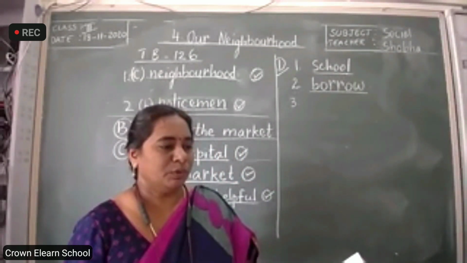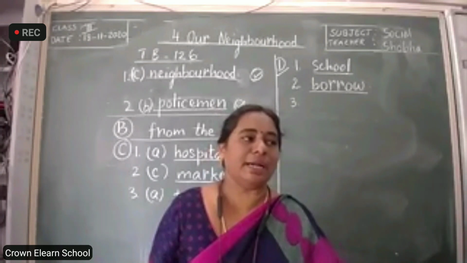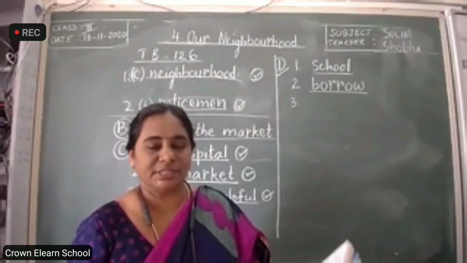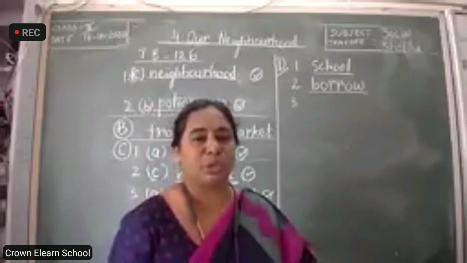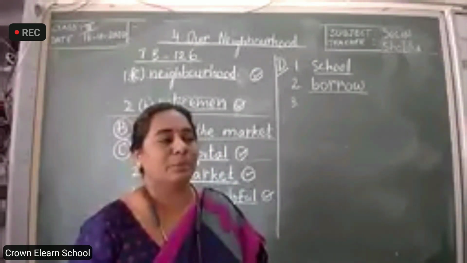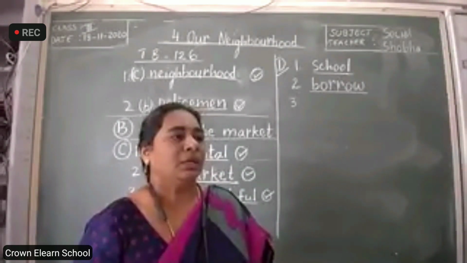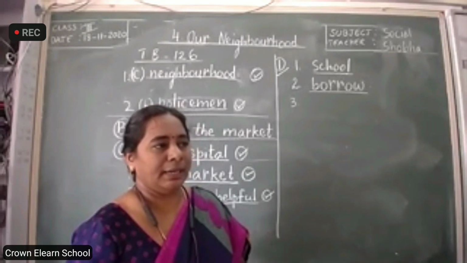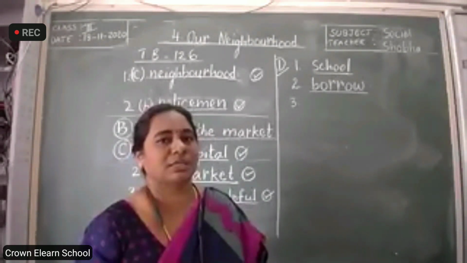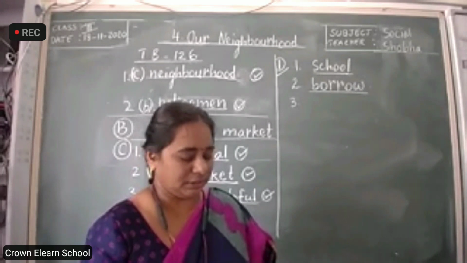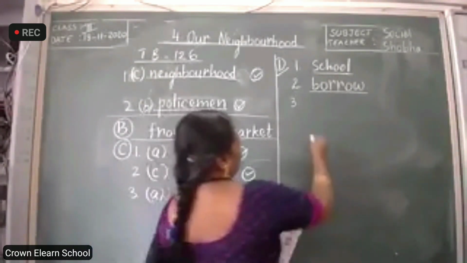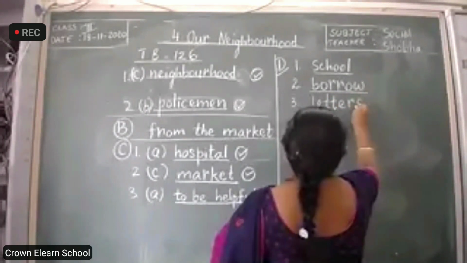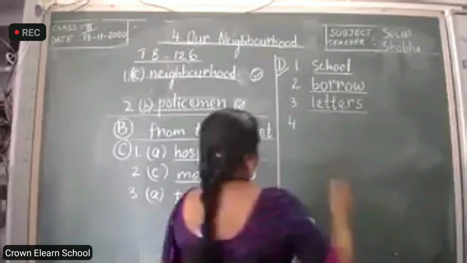Third one. Send dash to our relatives through a post office. What do we send through a post office to our relatives, out of the options given, children? Yesterday we learned about the post office. Through the post office, we send letters, inland letters, envelopes, postcards, greeting cards, isn't it? So we send letters. L-E-T-T-E-R-S. Letters.